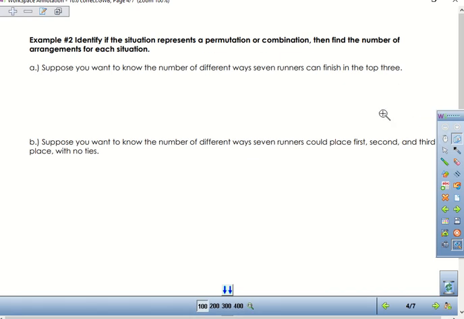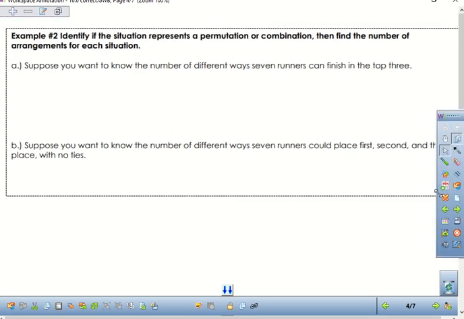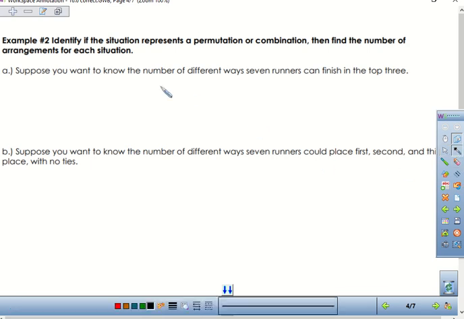All right. So now we're going to not only identify, but we're also going to do the calculation here. So it says identify if the situation represents permutation or combination, and then find the number of arrangements for each situation. So suppose you want to know the number of different ways 7 runners can finish in the top 3.